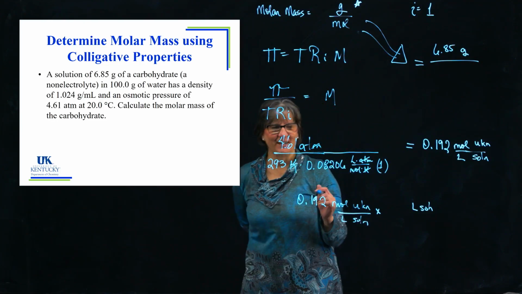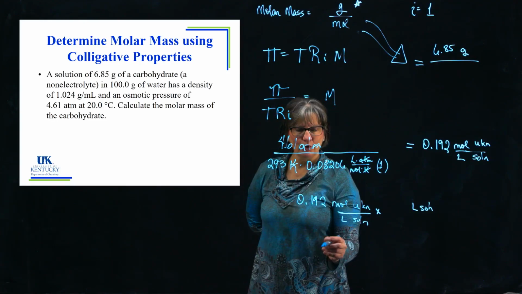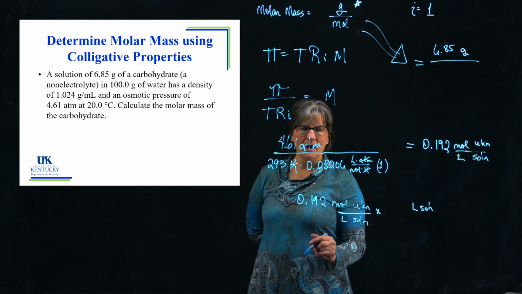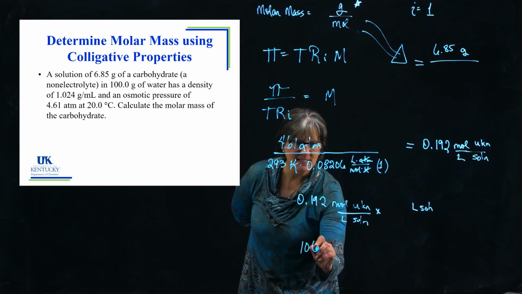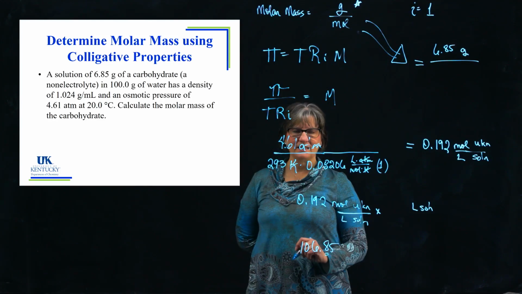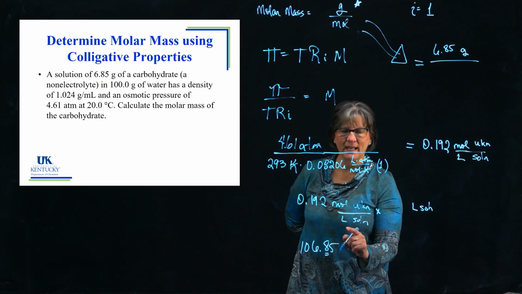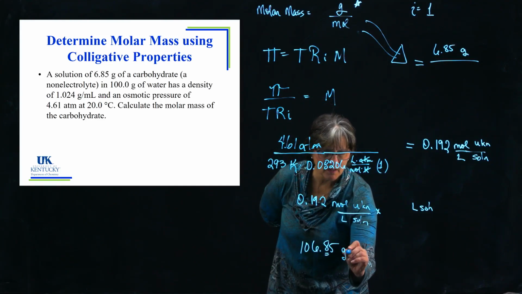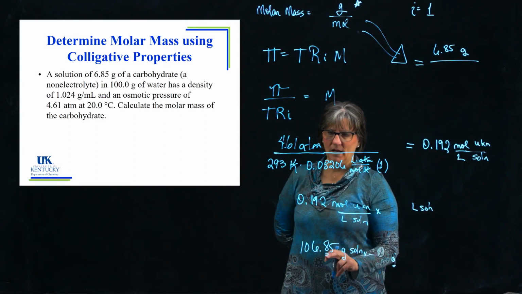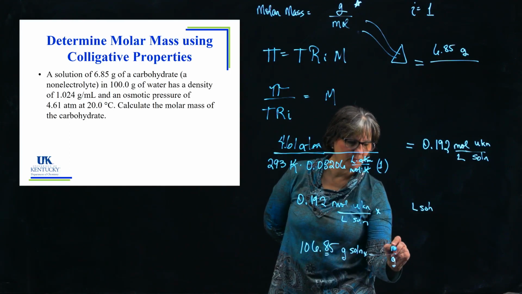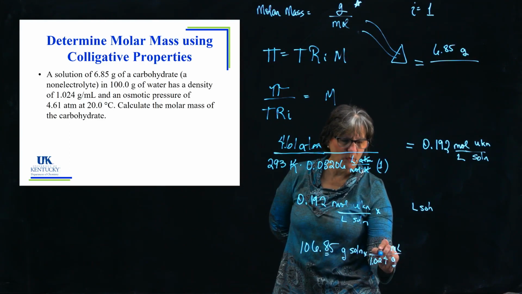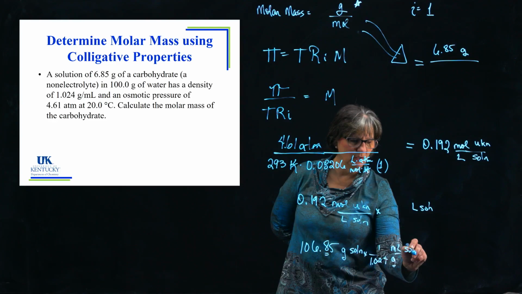Good. All right, so we've got to know about my solution. I have 100 grams of water and 6.85 grams of the carbohydrate. So that would be 106.85, and truly I only know it to 1 decimal place because I only know the grams of water to 1 decimal place, but I'll go ahead and carry them all. This is how many grams of solution I have. All right, I want to know it in volume. That's liters. So I'm going to use the density, and the density is 1.024 grams per milliliter. And that's of solution, right?